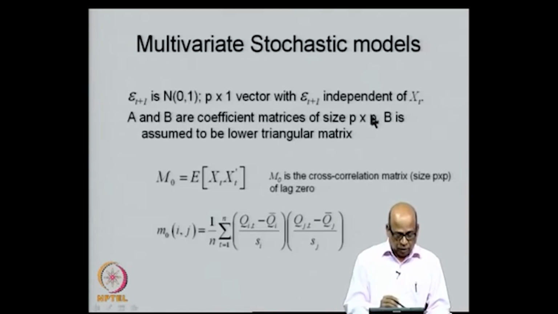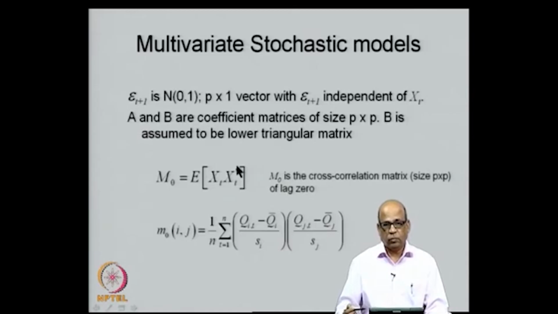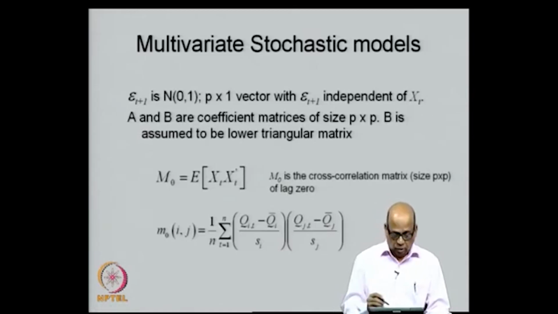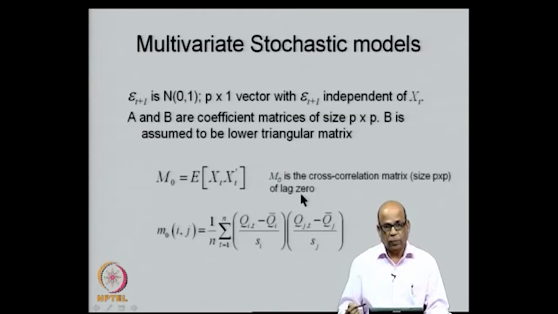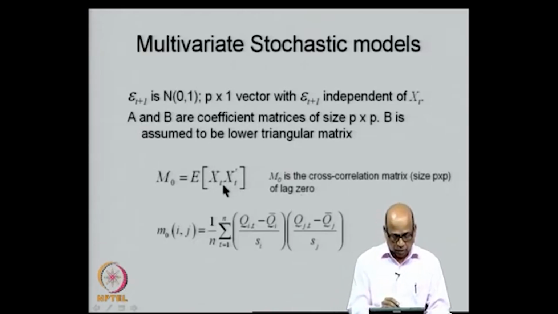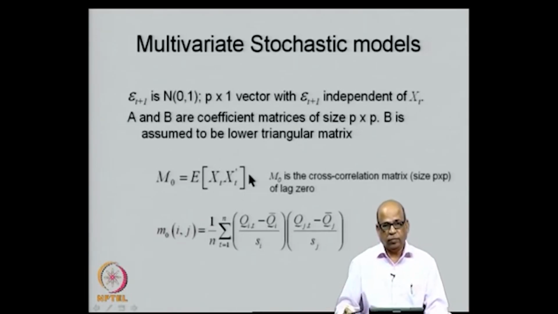Now, in the last class I introduced m naught, and we defined m naught as the expected value of x t x t prime, where x t prime is the transpose. So, the expected value of x t x t prime is nothing but the cross correlation matrix of lag 0, because you do not have an x t plus k here. You are talking about the cross correlation between x t with itself, which is the cross correlation at lag 0, or in fact, it is a covariance.